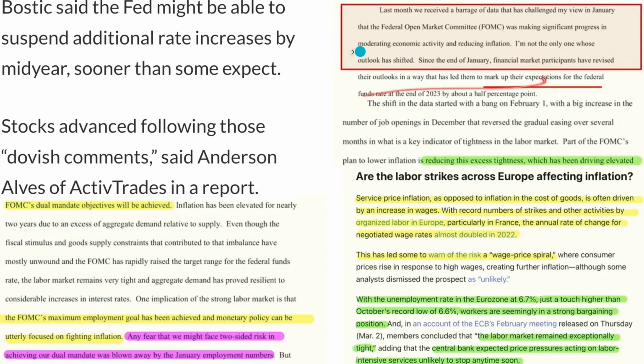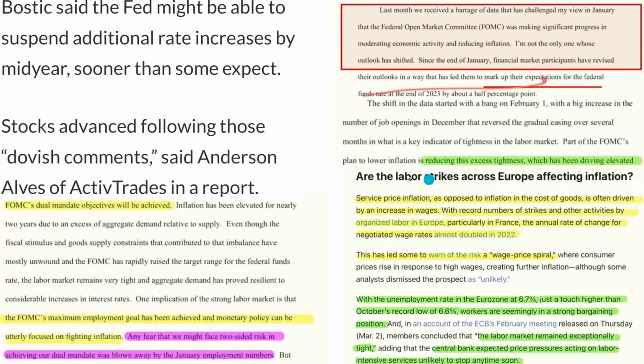Last month, we received a barrage of data that has challenged the view in January that the FOMC was making significant progress in moderating economic activity and reducing inflation. And a lot of people's outlook has shifted since the end of January. Financial market participants have revised their outlooks in a way that has led them to mark up their expectations for the federal funds rate at the end of 2023.